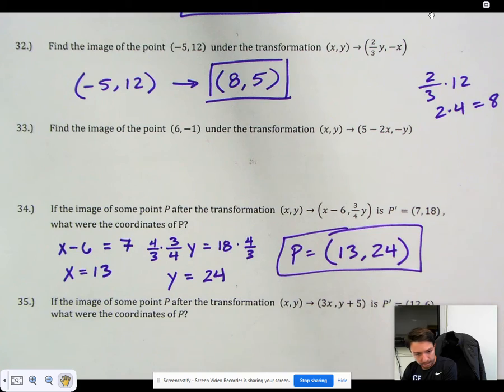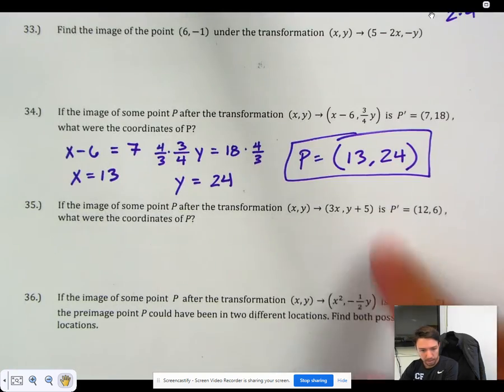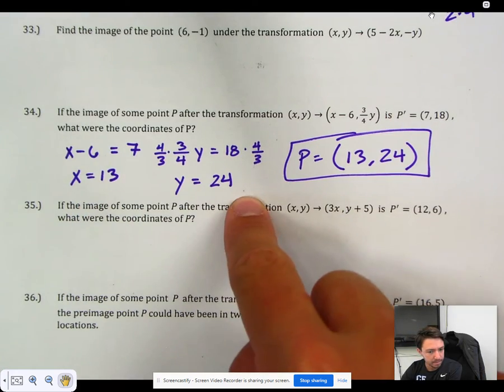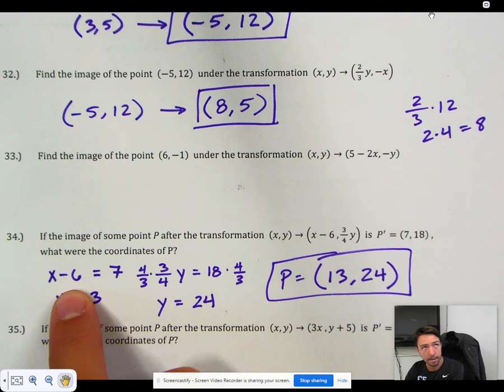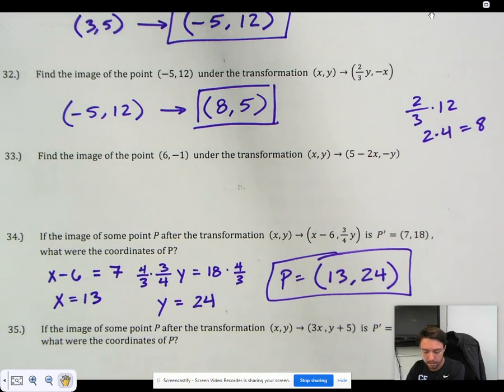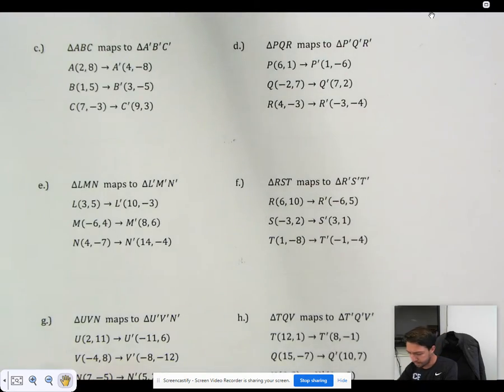There's 2 more here. You can figure out these 2 below it in the exact same way we just figured out that one. You can set up an equation if you want, or you can kind of just reason through it. Like we could have reasoned out that, okay, what number minus 6 makes 7? Well, 13. Okay, moving on.